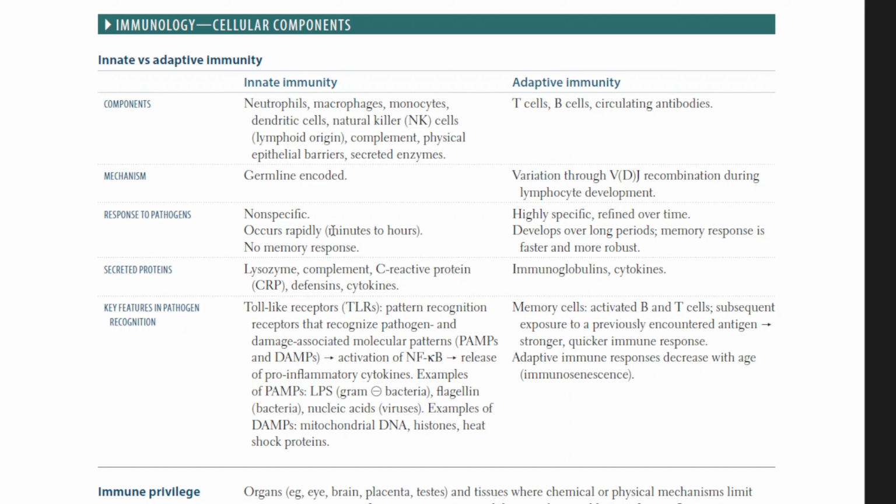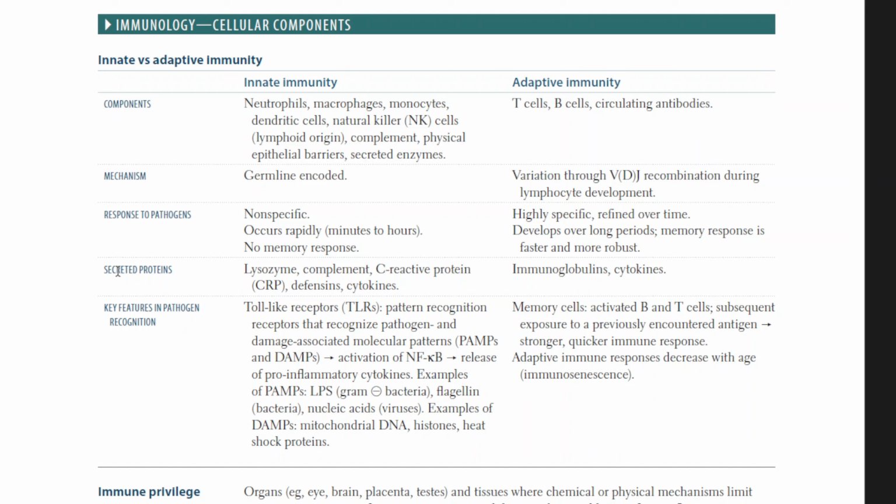It occurs rapidly, in minutes to hours, and there's no memory response. That means if you have been exposed before to the same bacteria through innate immunity, you won't remember, like, oh, we got infected with this bacteria last month, let's fight faster or harder. They don't remember. So innate immunity, compared to adaptive immunity, doesn't have a memory response. The other one has a developed memory response. We're going to see that part in a minute.